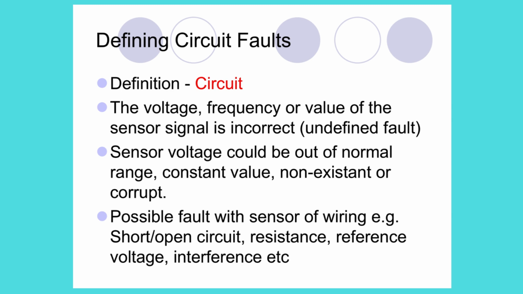Definition: circuit. The voltage, frequency, or value of the sensor signal is incorrect due to an undefined fault. The sensor voltage could be out of normal range, constant value, or non-existent, or corrupt. There's a possible fault with the sensor or wiring, short or open circuit, resistance, interference, etc.